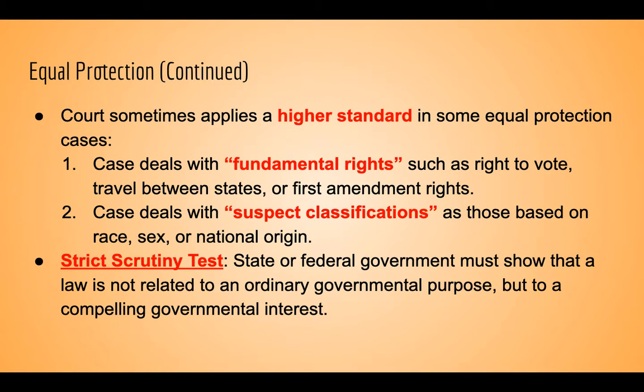The court sometimes applies what we call a higher standard in some equal protection cases. One situation: cases dealing with fundamental rights, such as the right to vote, travel between states, or anything related to First Amendment rights. Second situation: cases dealing with suspect classifications, such as those based on race, sex, or national origin. So this comes down to what we call the strict scrutiny test. State or federal government must show that a law is not related to an ordinary governmental purpose, but to a compelling governmental interest. What does compelling governmental interest mean?